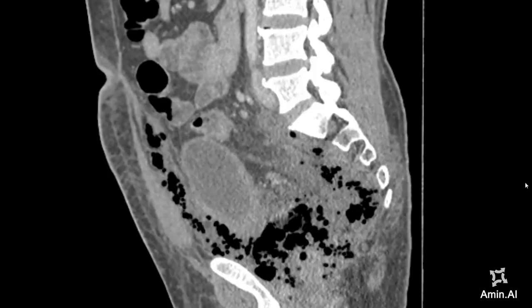Now this is a sagittal image of the same patient, and in this image you can appreciate the spread of the infective process, which is from this retroperitoneal region all the way down through the pelvis and extending into the anterior abdominal wall and up to the paraumbilical region.